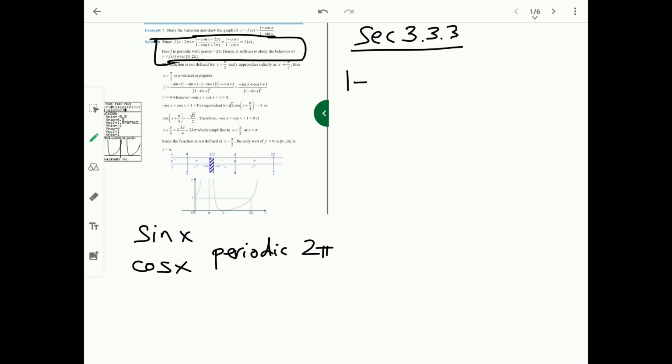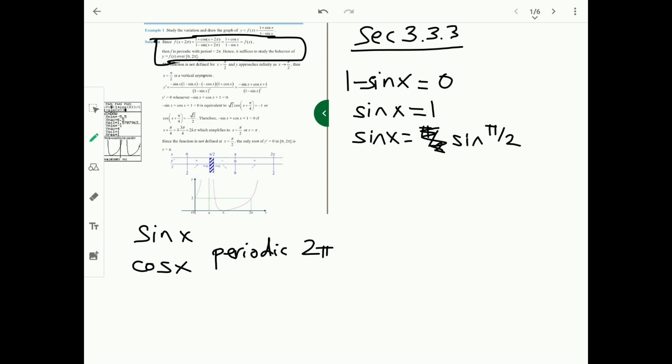Now another thing to look at is we have a denominator, and if anything makes this denominator 0, our function is not defined. We have a vertical asymptote. So we just say this, so sine x equals 1. Sine x equals sine pi over 2. That means that x is equal to pi over 2 plus 2k pi, or minus pi over 2 plus 2k pi. Well, we should always look at this scenario.